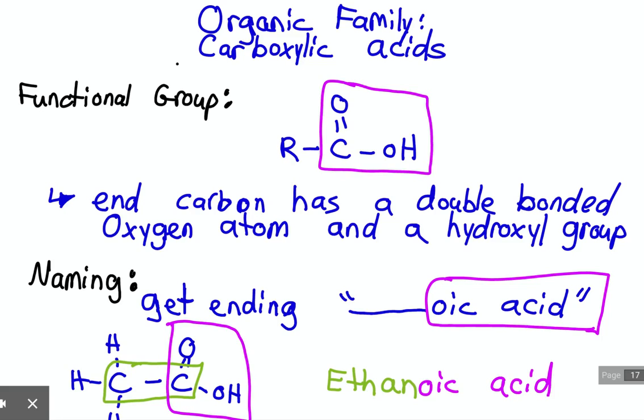All right, the next organic family we're looking at is carboxylic acids. Now, a carboxylic acid has a functional group that actually doesn't have a name. So there's no name for this functional group, but it consists of an end carbon that has a double bonded oxygen atom and a hydroxyl group. Okay, so whenever we see this on the end of a carbon chain, you know you have a carboxylic acid.